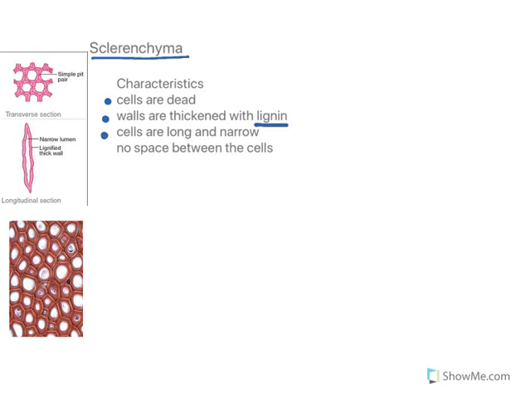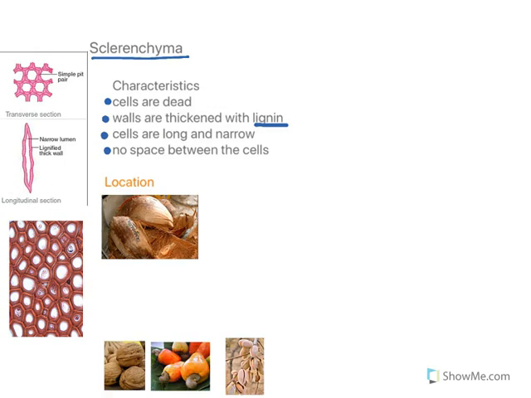The cells are narrow and long. The cells are so filled with lignin that the lumen of the cell is narrow. There is no space between the cells. This tissue makes the plant very hard and stiff, and it gives a lot of mechanical support to the plants. Where do we find the sclerenchyma? The sclerenchyma is found in the husk of coconut. This husk of coconut is so strong, we even use it to make ropes.